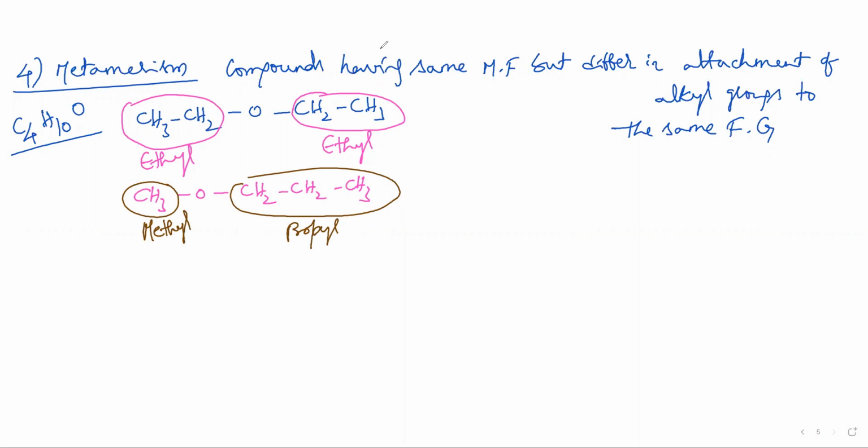Here you can see this is an ethyl group, right? And here it is a methyl group. Change in alkyl group. Here it is ethyl, here it is propyl. Again, change in alkyl group. Attachment of alkyl group changes, but the same functional group. Here it is ether, it is also ether. So that is what we call metamerism. Next, tautomerism. What is tautomerism?